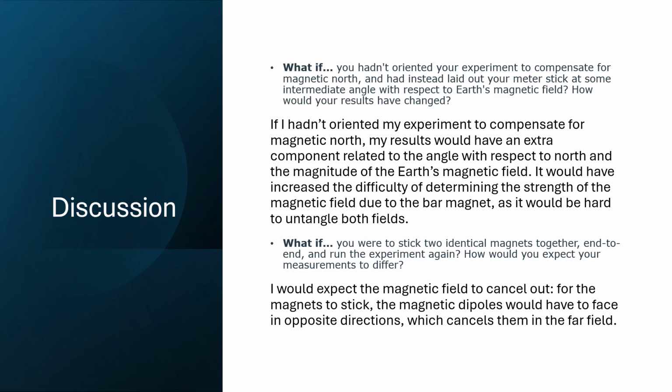If I were to stick two identical magnets together end to end and run the experiment, I would expect the magnetic field to cancel out. For the magnets to stick, the magnetic dipoles would have to face in opposite directions, which cancels them in the far field.